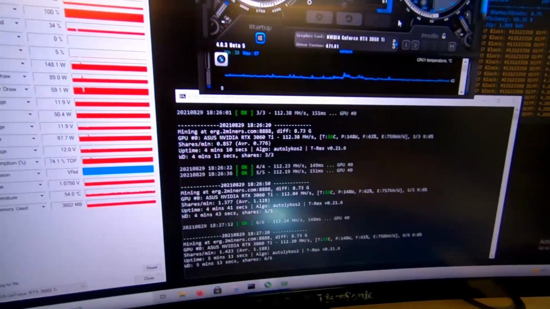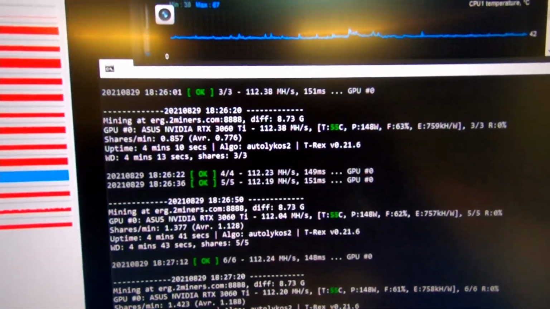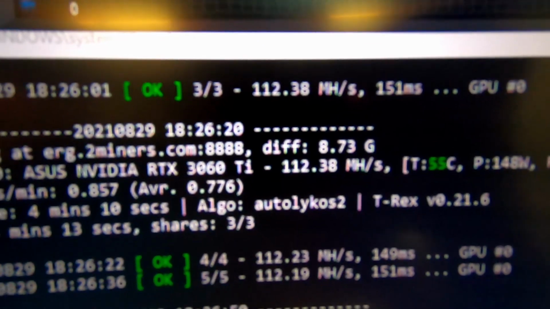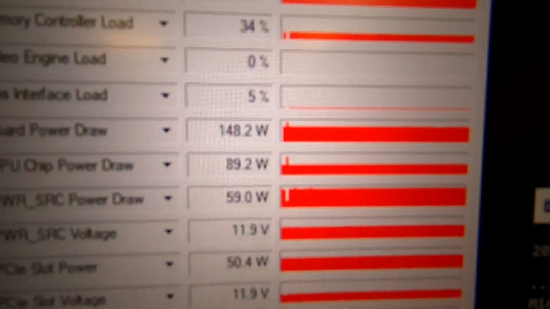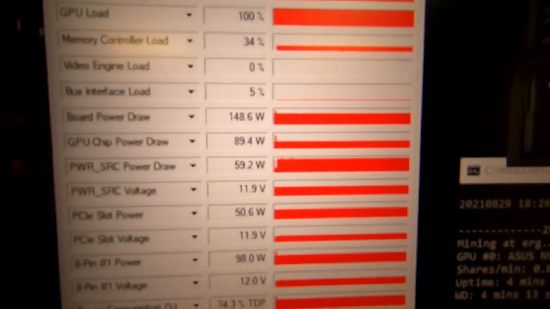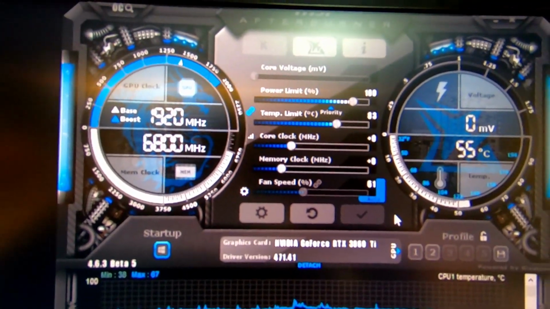All right, so here with the stock settings, I'm using TeamRedMiner mining Ergo. I'm getting about 112.3. It's varying a little bit. 112 mega hash a second on Ergo. It's pulling 150 watts approximately, and there's nothing applied. It's just the stock settings.